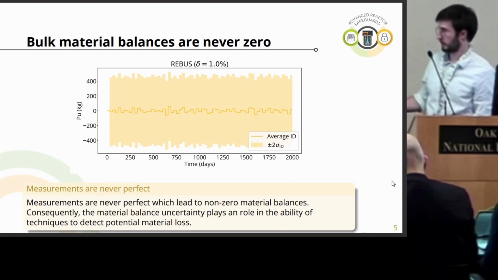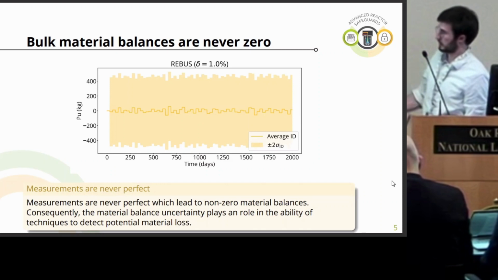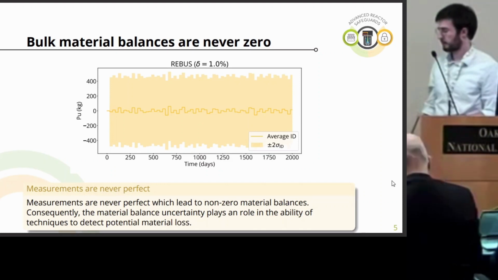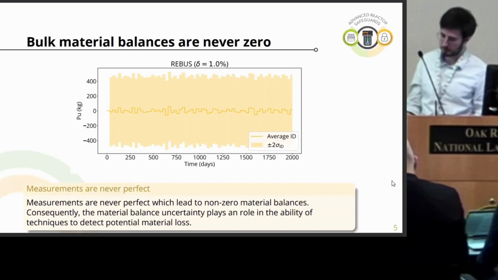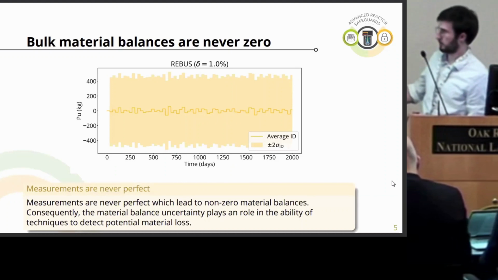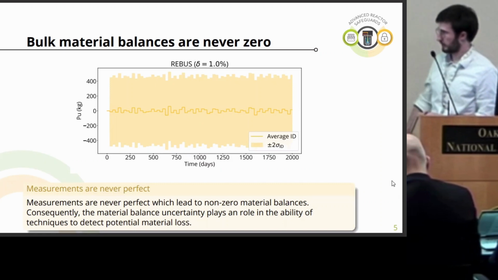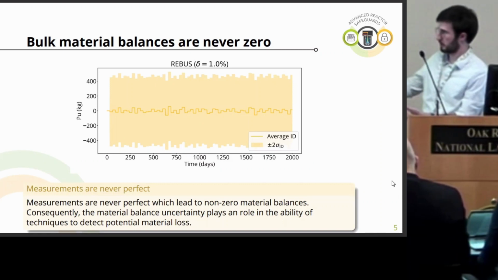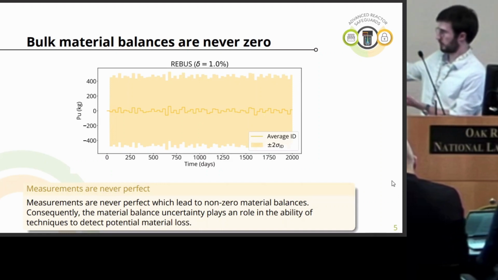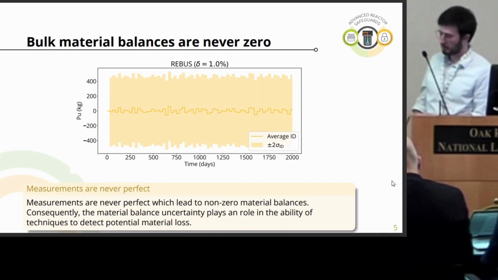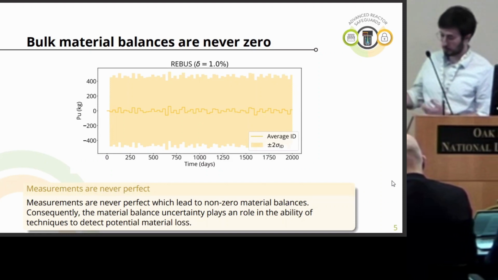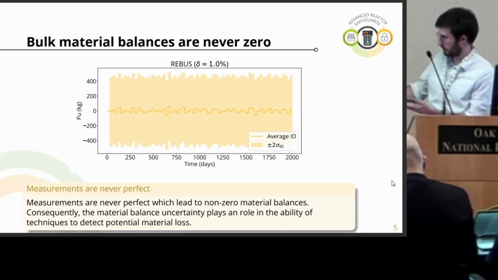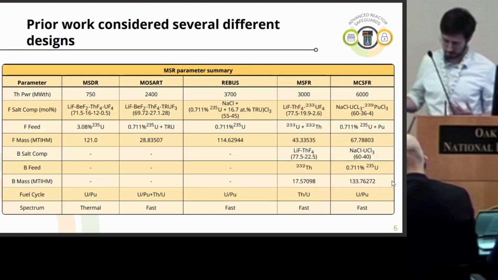Because of this, you can see that this was a nominal design that we looked at called the REBUS design. It's proposed as a large scale commercial liquid fueled MSR, and you can see that although our inventory difference or our material balance is centered around 0, we have this wide range, this plus or minus 2 sigma, where this uncertainty arises due to our measurements, and that's going to play an important role in our ability to detect material that's maybe gone missing.